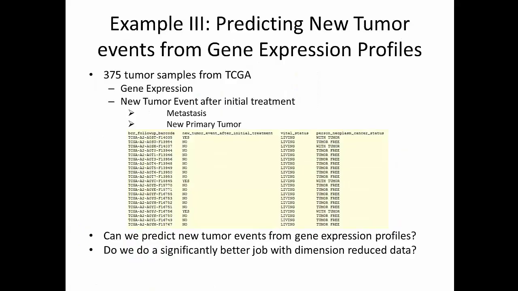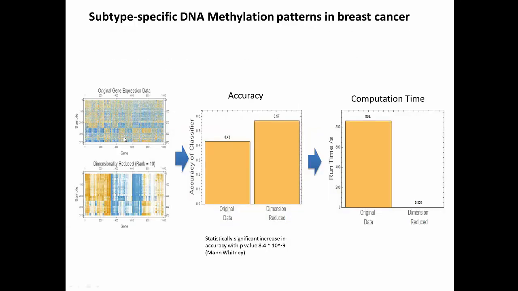I'll skip past this because this is going to get very repetitive. Here's another example where I try, from gene expression, to predict whether a patient will experience a new tumor event, either a metastasis or a new primary tumor, for example. I can do this on original gene expression data and reduced gene expression data, and we see the same sort of thing. We get a gain in accuracy, and here we've got a much more dramatic difference in computational time. We've got 3 orders of magnitude here, so it's actually 1,000 times faster while being more accurate.